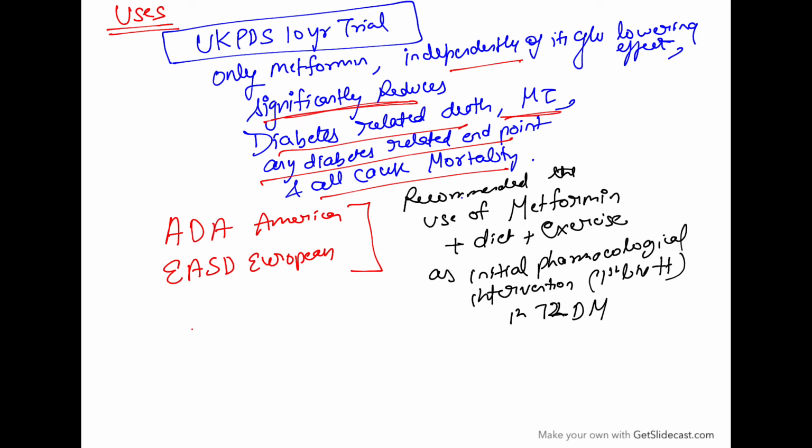Now, coming to the guidelines, the therapeutic status as per the American Diabetes Association and European guidelines. What do both of these guidelines say? They recommend the use of metformin plus diet plus exercise as the first line treatment, the initial pharmacological intervention in type 2 diabetes mellitus. Both the American and European guidelines.